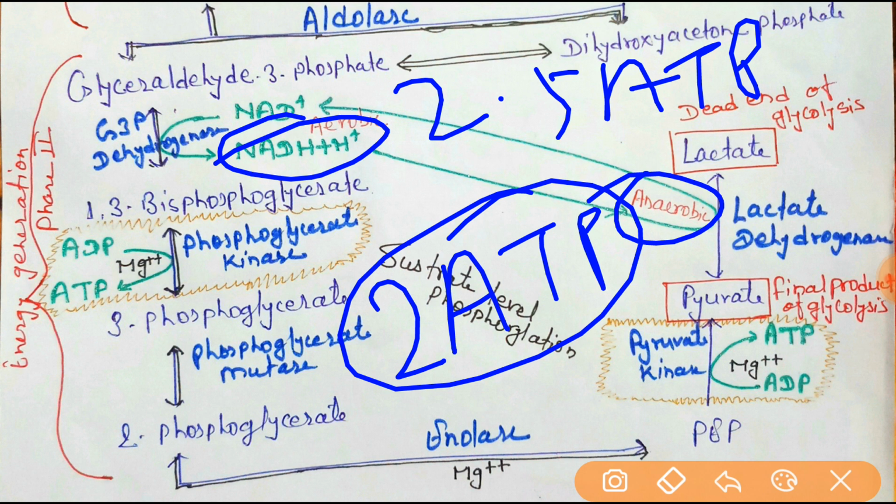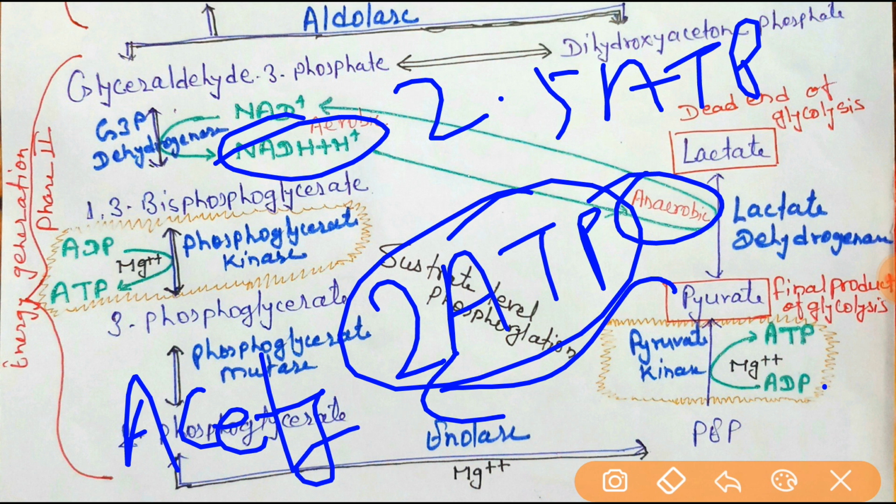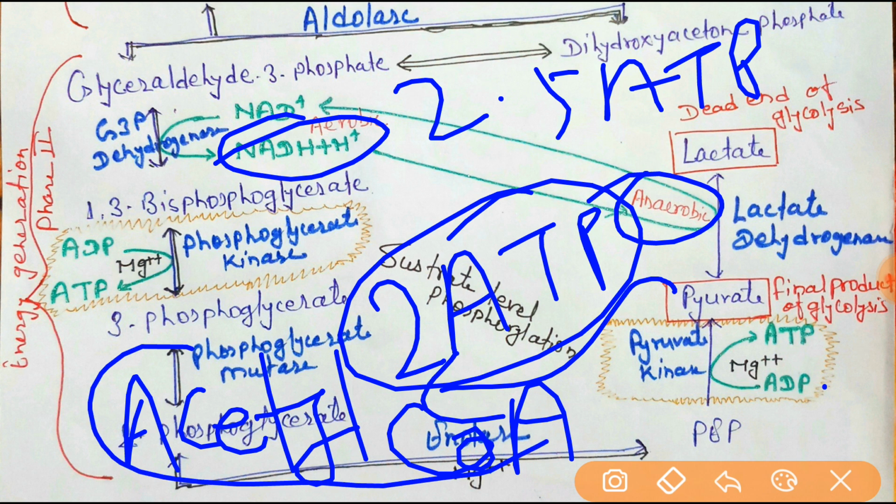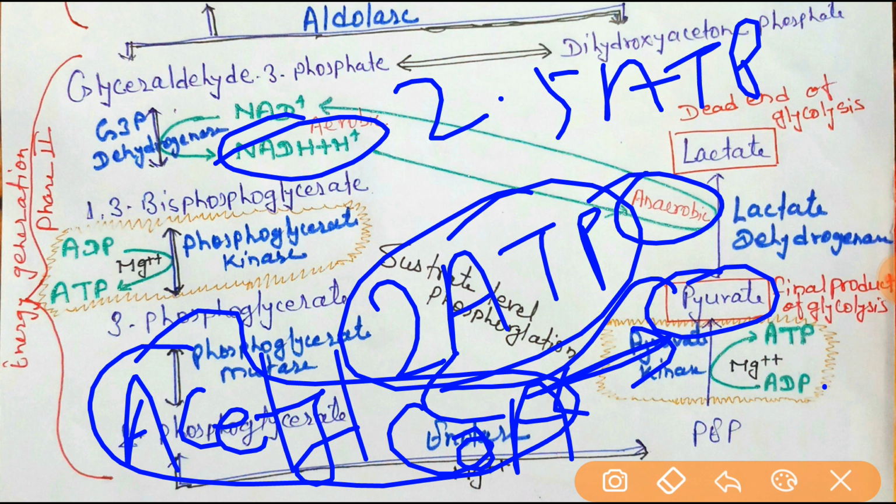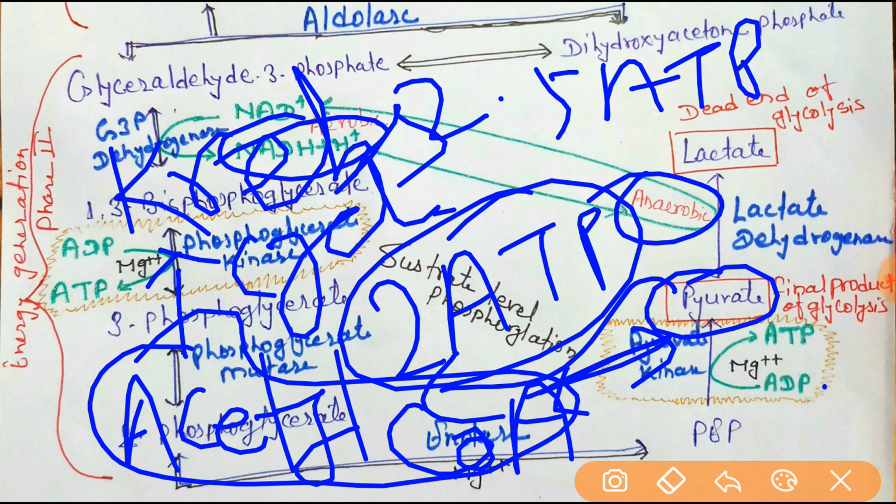Here next thing is, if oxygen is present, then this pyruvate is converted to acetyl CoA. This acetyl CoA, and pyruvate dehydrogenase, is the connecting link between glycolysis and Krebs cycle, and this acetyl CoA goes to Krebs cycle. Okay.